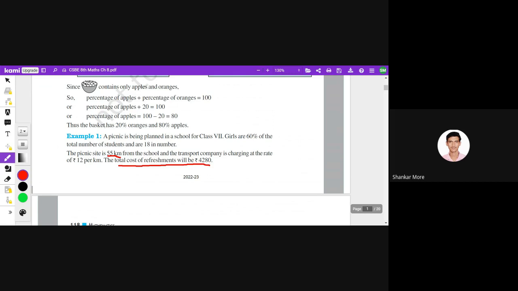Now for 1 kilometer the transport company is charging 12 rupees per kilometer. 1 kilometer के लिए 12 rupees. So 100 kilometer के लिए कितना rupees? How many rupees for 100 kilometer?